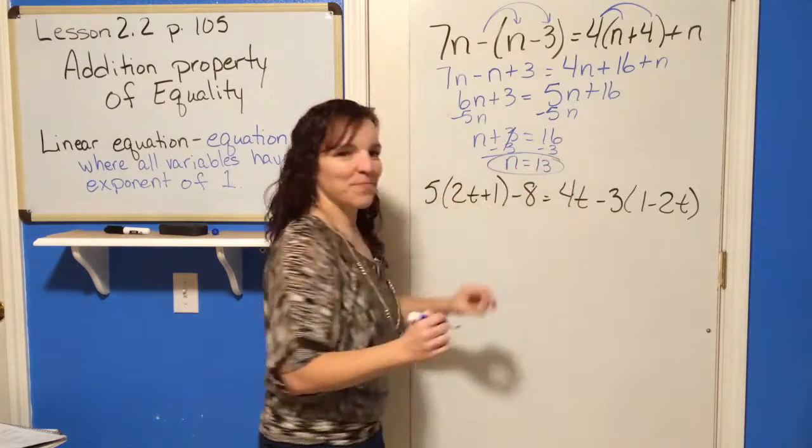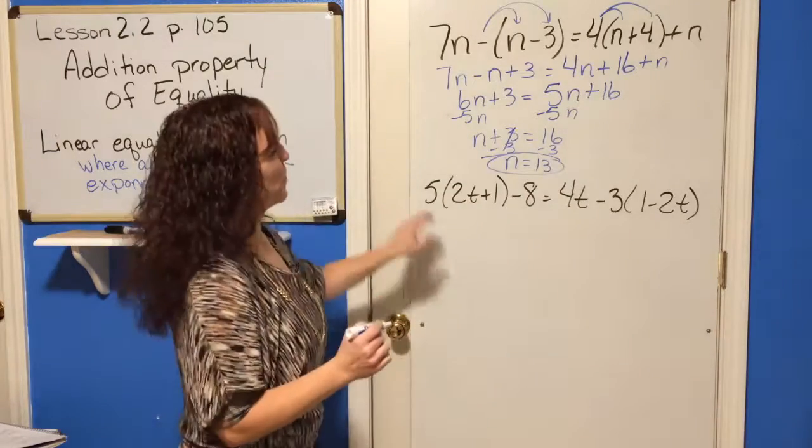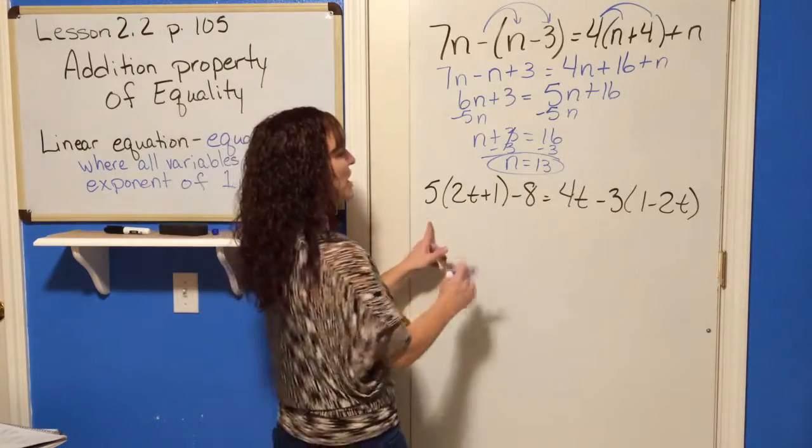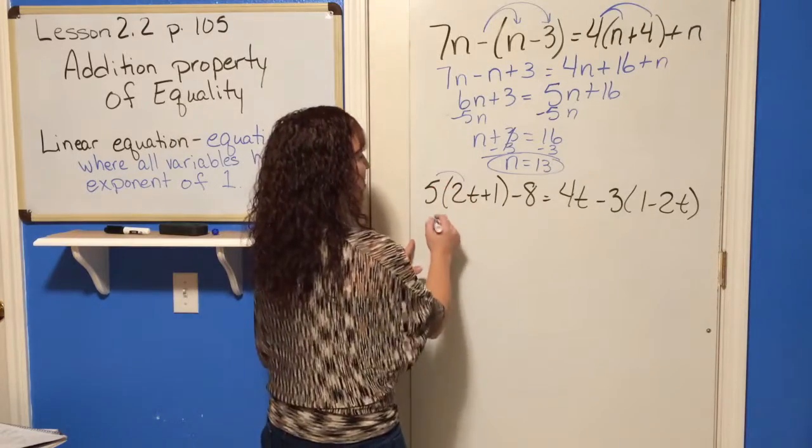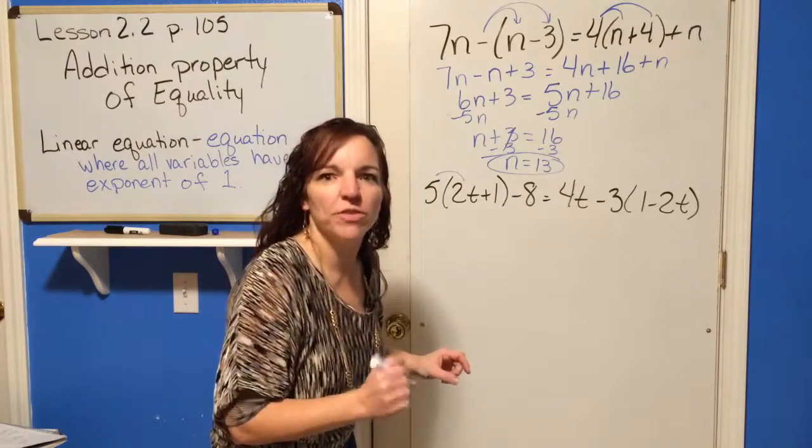Is that what you got? I hope so. Let's do another one. Here we go. No rest for the weary. Same thing. Here we go. 5 times 2. Oh, you should pause it and try to do it yourself.